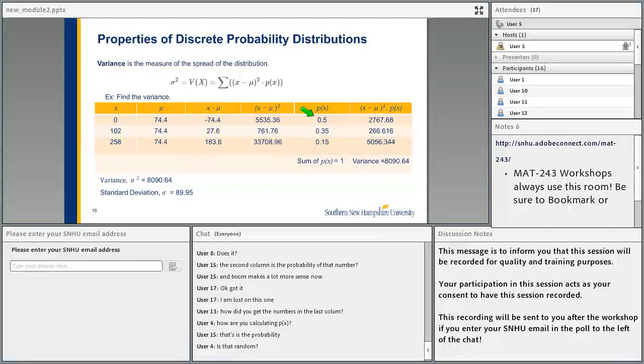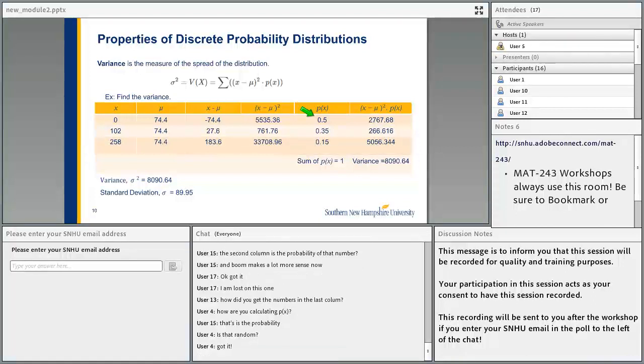It is random. For this particular example, it is random. But if you imagine, let's say you're rolling a die, the probability of getting any value is going to be 1 over 6. So the probability of getting a 1 is 1 over 6. Probability of getting a 2 is 1 over 6. So there you will be able to calculate the probability. I didn't want to take any example like that. I wanted to have big numbers. So I chose a random experiment. Just imagine any experiment where you have random values 0, 102, and 258, and the probability of getting these values is 0.5, 0.35, and 0.15.